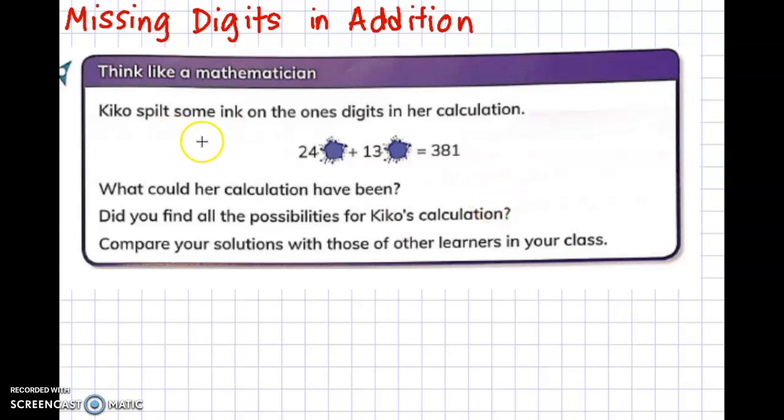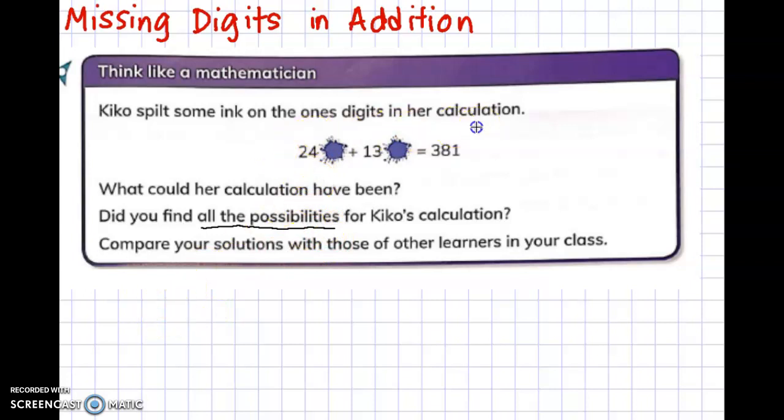Alright students, let's try to find missing digits here. Again, we are looking at the ink that has covered this equation, this calculation, and the ink represents unknown, missing digits. So we are here to find out all the possibilities for this calculation. So let's take a look.